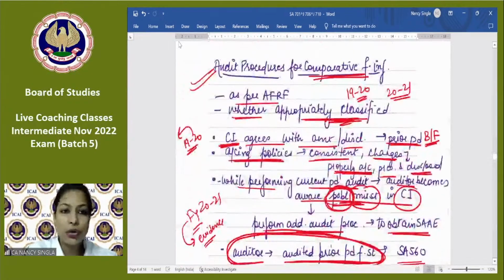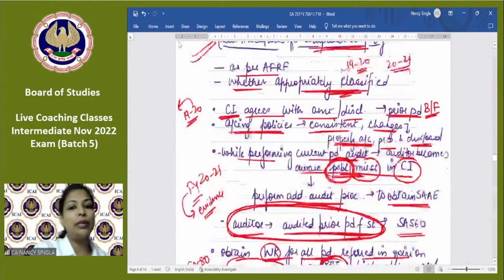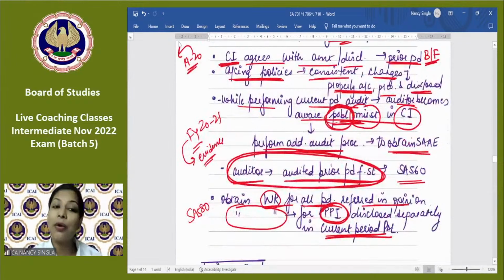What audit procedures will the auditor perform? First of all, he'll see whether the comparative information is shown as per the applicable FRF, and if yes, whether it is appropriately classified or not. He'll verify whether the comparative information agrees with the amounts or disclosures of the prior period, that is, whether it has been appropriately brought forward, whether the accounting policies are consistently applied, and in case of any changes, the same are properly accounted for, presented and disclosed.